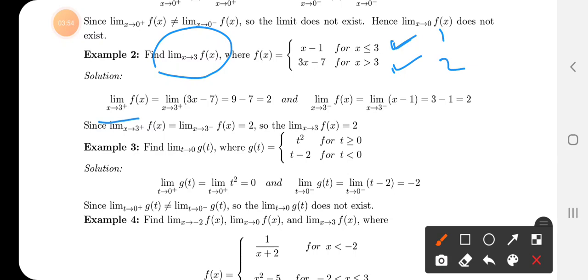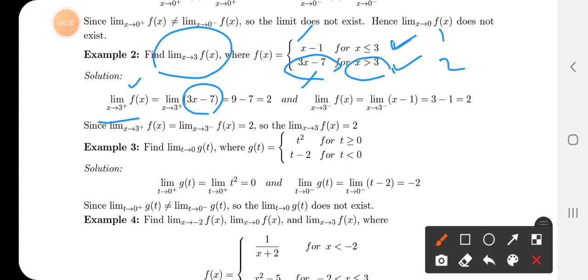Remember, the right side of 3 of course is greater than 3. So which function should I choose, the first one or the second one? The second one. Why? Because the second one is for x greater than 3. So I will replace f of x with this function. And then since it's a polynomial, how to find the limit of a polynomial? You just replace x with that value of x.